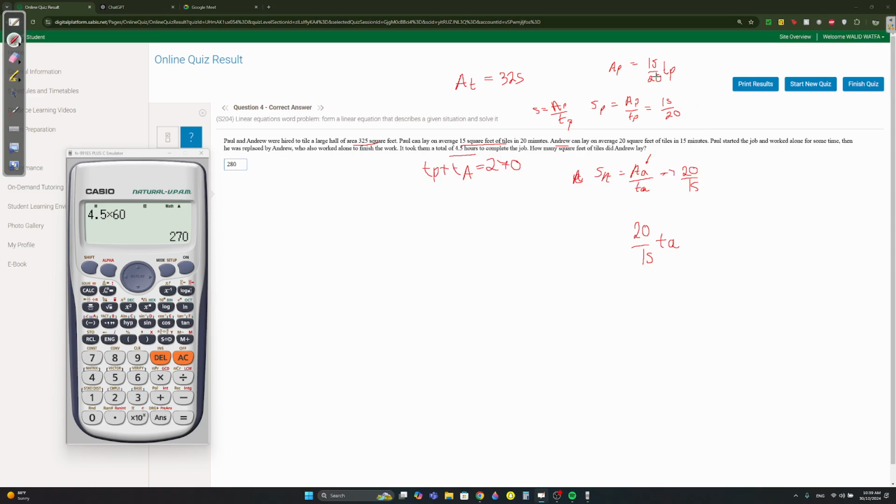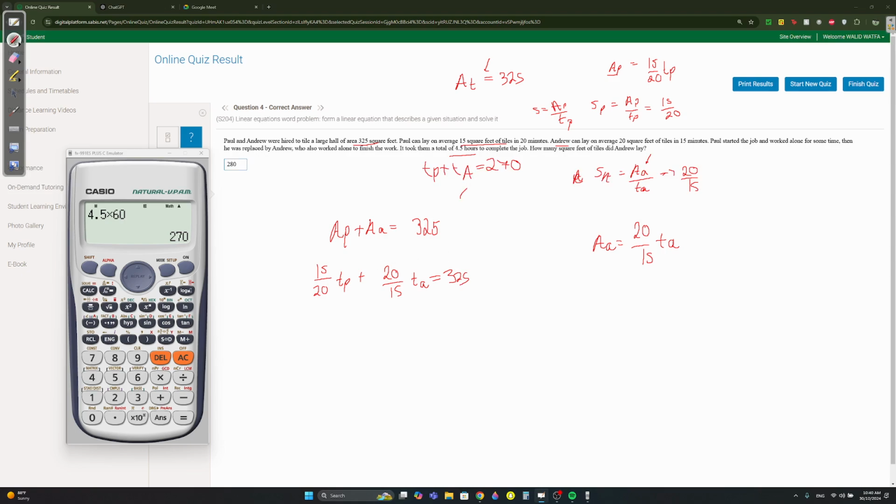Okay, so I have the area of Paul, I have the area of Andrew. We know that the total area combined is 325. So area of Paul plus area of Andrew is equal to 325. Let me substitute 15 over 20 time of Paul plus 20 over 15 time of Andrew is equal to 325.